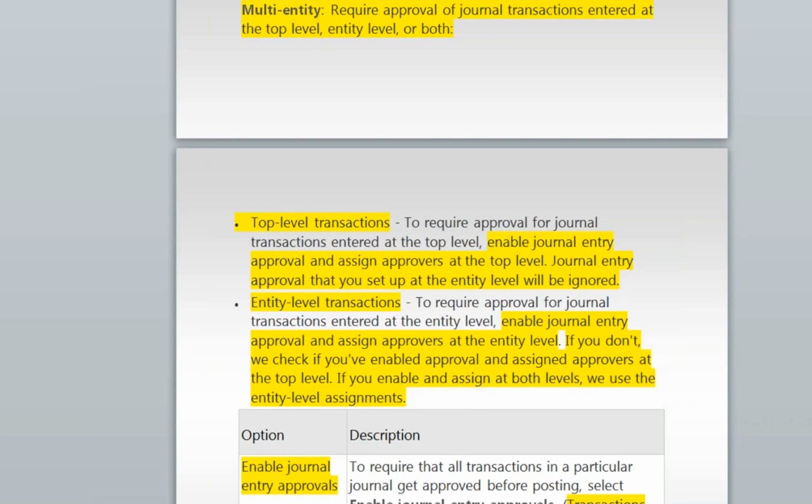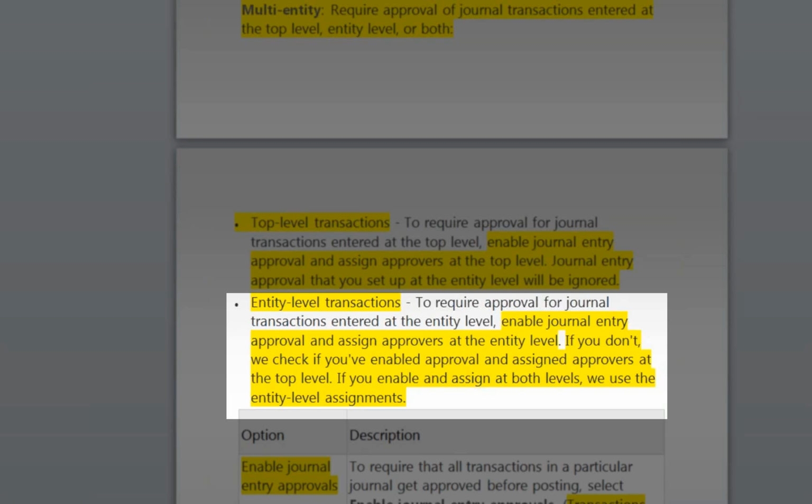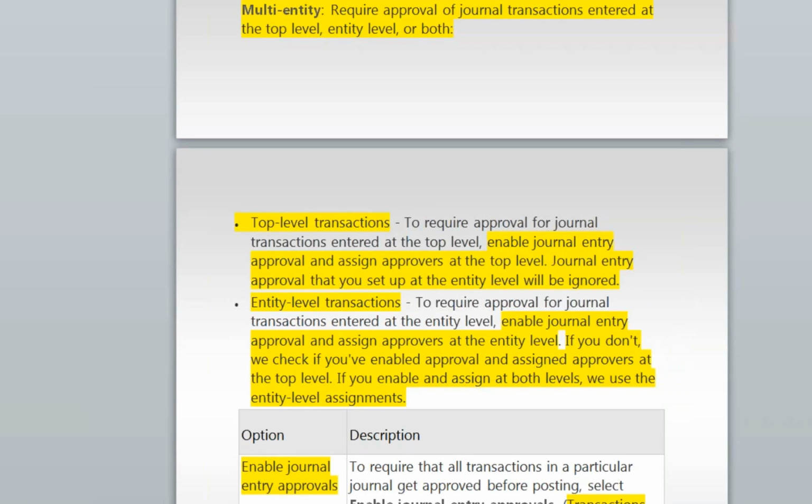Going on, if you want approval at the entity level, we may enable the journal entry approver and assign the approvers at the entity level. If you don't, Intacct will check if there is an enablement and approver assigned at the top level. If you enable and assign at both levels, then they use the entity level assignments. So you want to keep that in mind in terms of whether it's top level or entity level, and where you want the approval process to be designated.